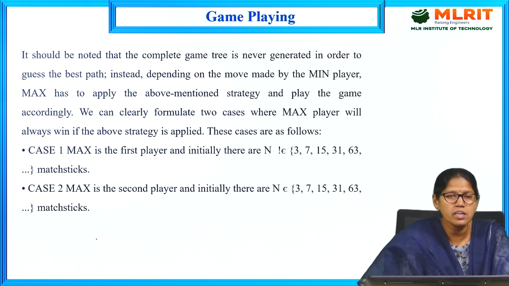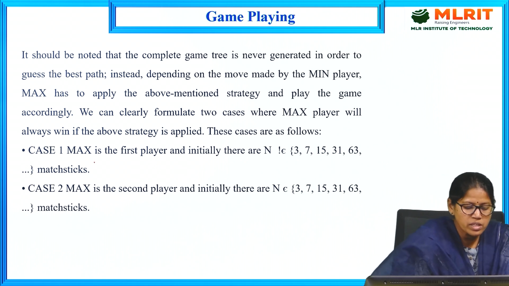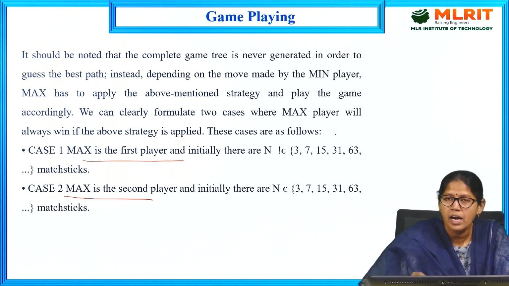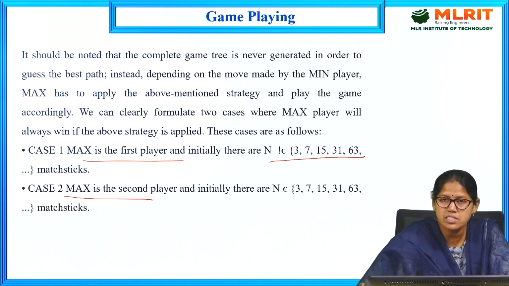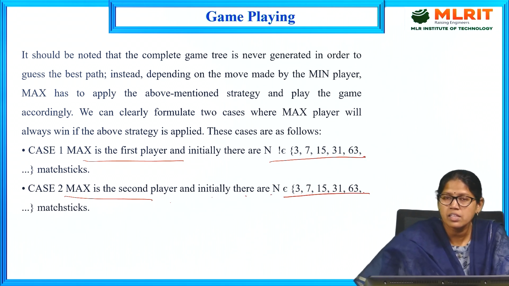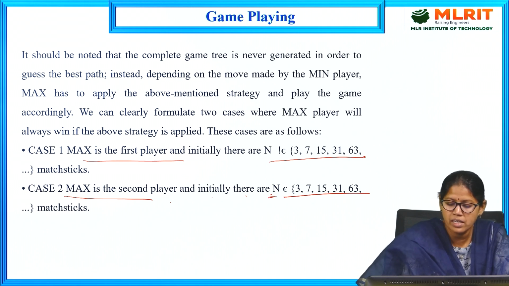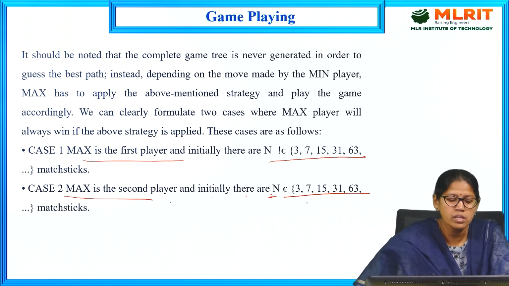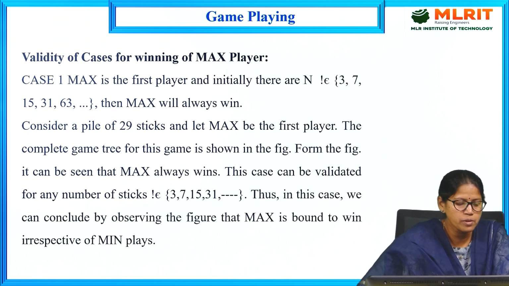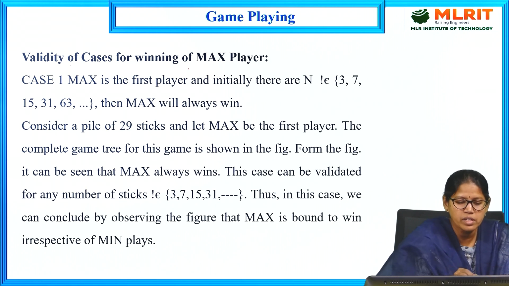Okay, so here there are 4 cases, when max plays first and when min plays first. The first one is max is the first player. The second case is max is the second player. And when max is the first player, the initial matchsticks are not in the sequence. And in the second, max is the second player and initially n is from the sequence of matchsticks. So the max will win the game, because we are writing the program in such a way that max has to win, because max is the AI or computer.